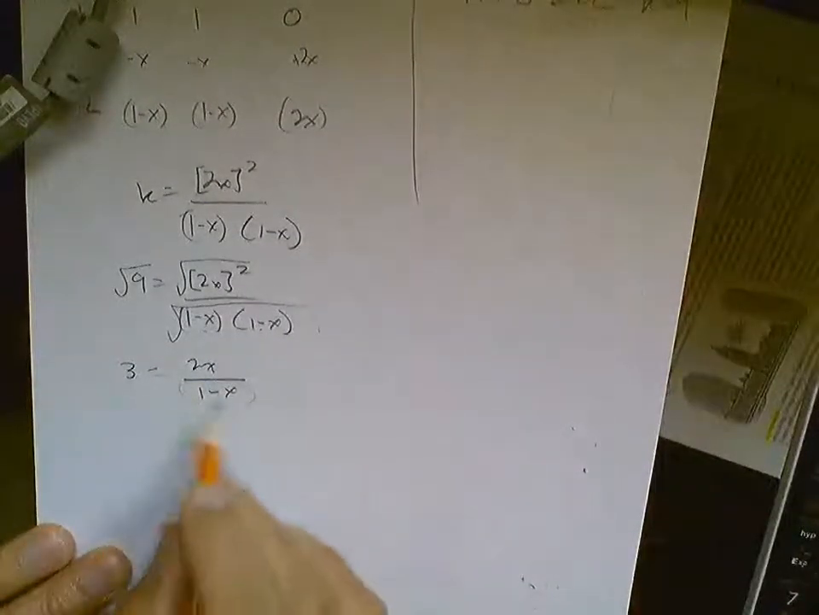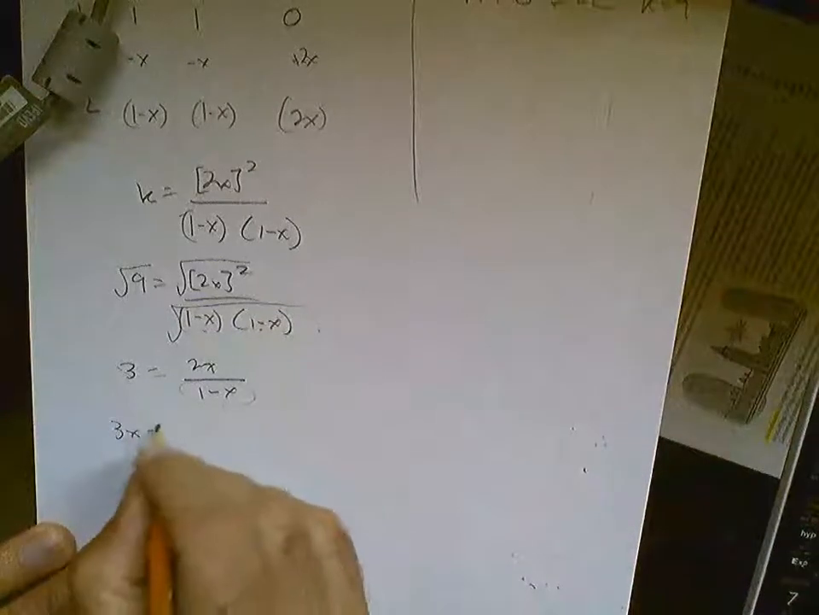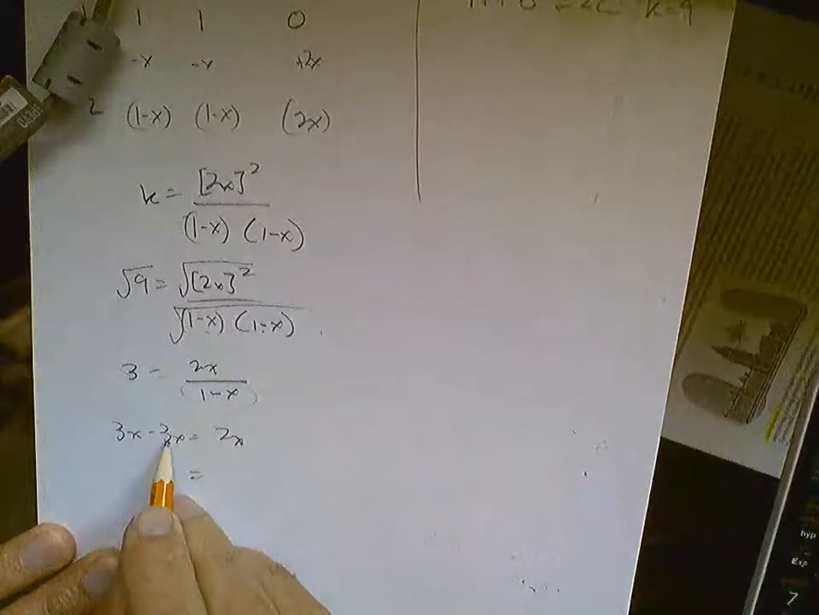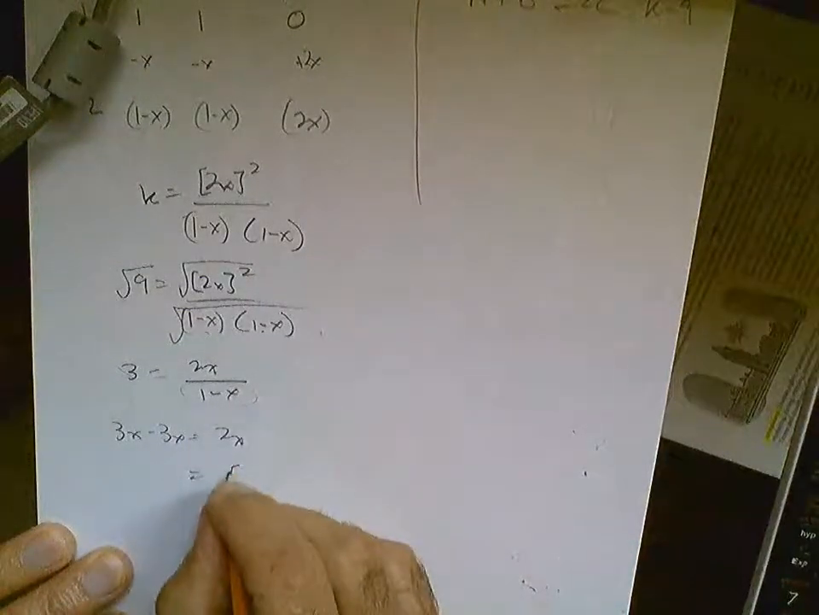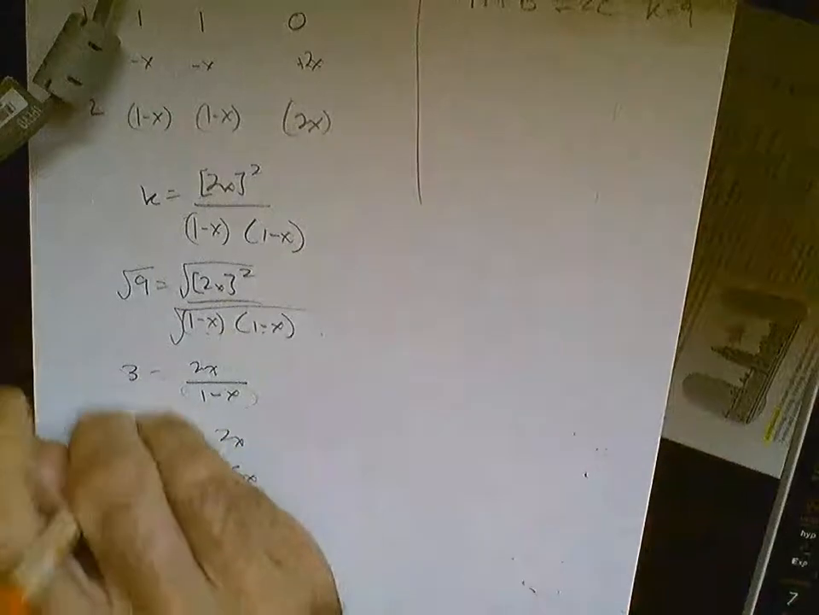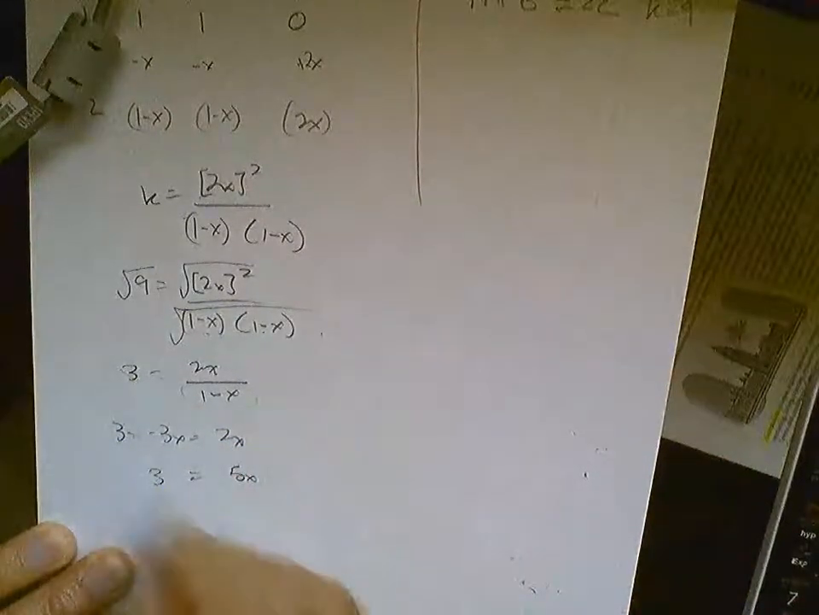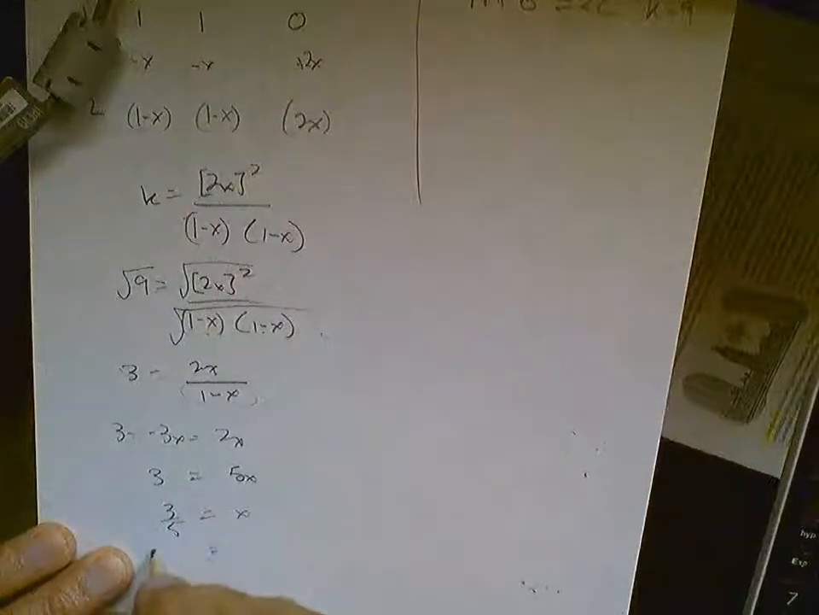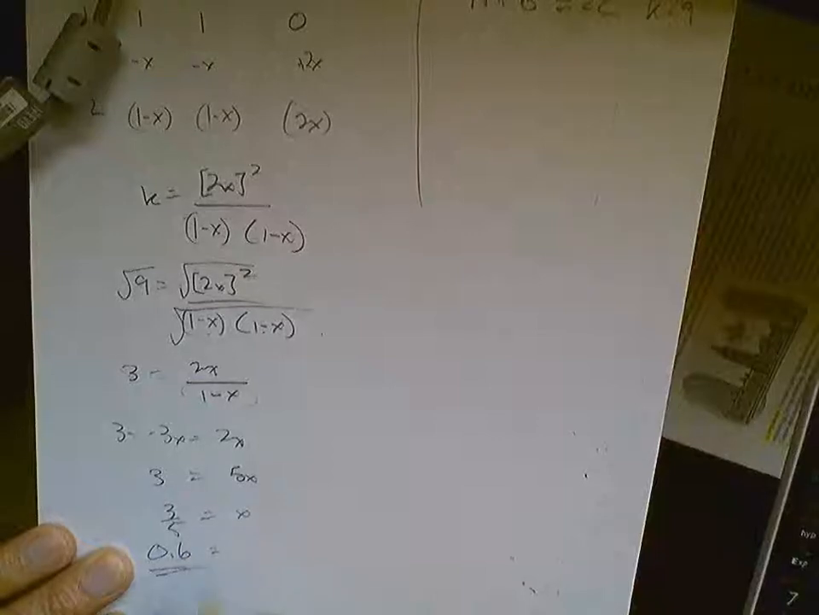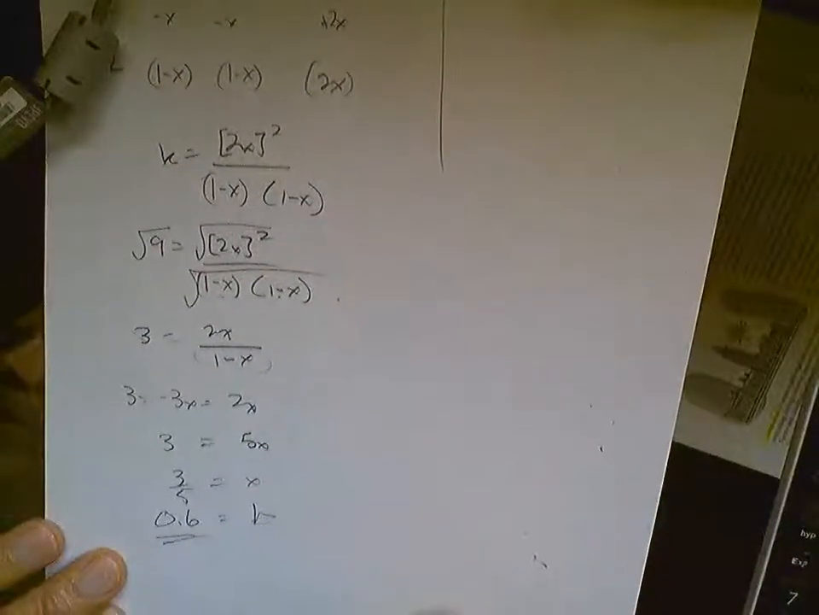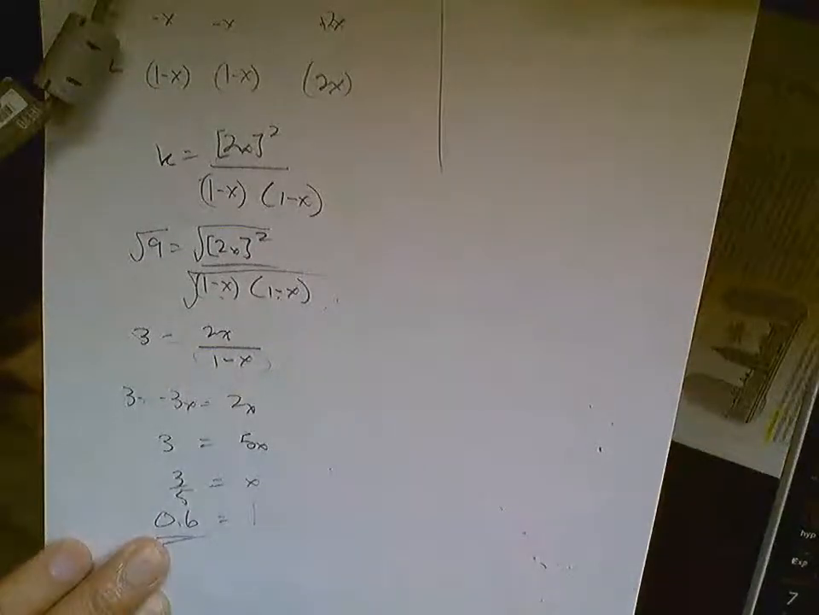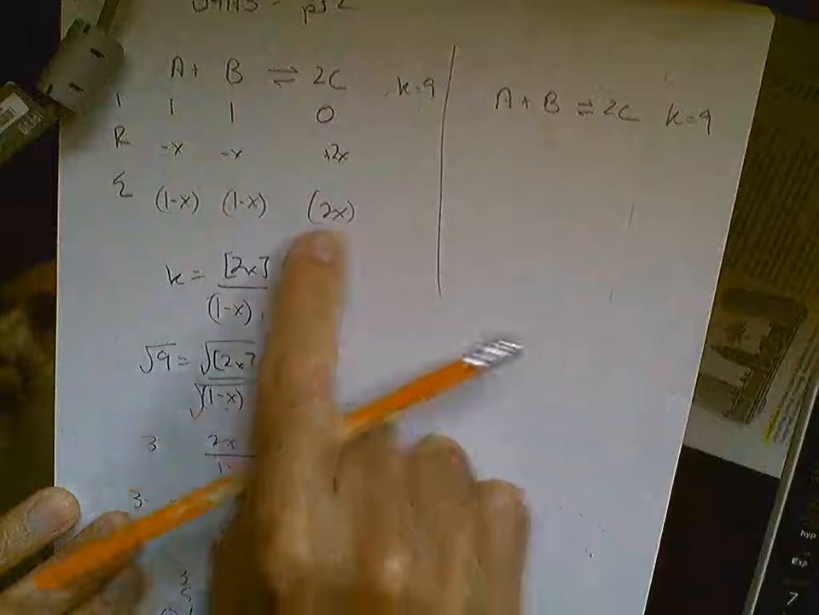Rearrange: take what's divided on this side, multiply it on this side. You've subtracted the 3x over here, bring it over here and add it. 5x equals 3, that's a 3, not a 3x. And x equals 3 over 5. That's 0.6. No, it's not our K value, that's our x value, 0.6. We would plug that in up here to find out what our equilibrium values of everything are.